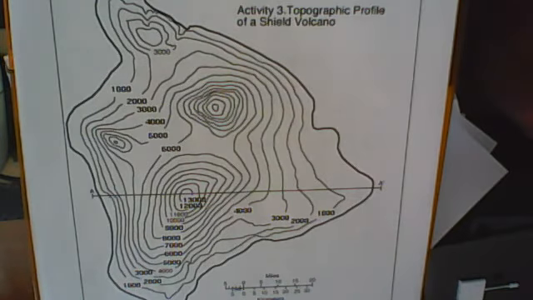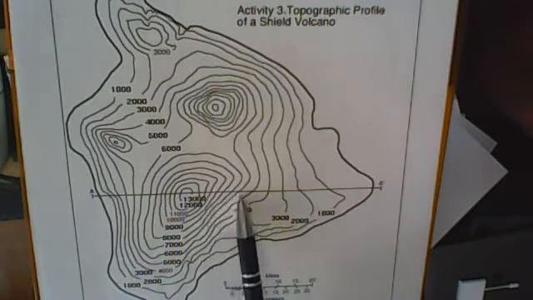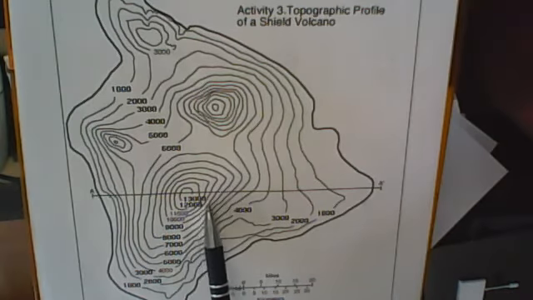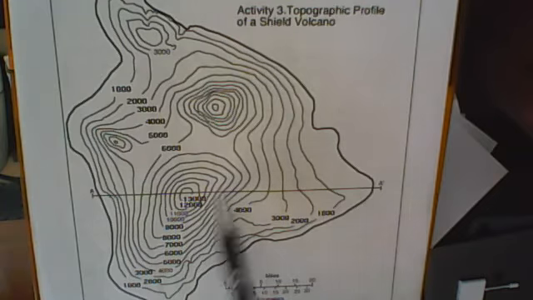Notice also that the highest value, which is something you want to pay attention to, the highest value on the map here is a little over 13,000 feet. So it goes from 0 at sea level to 13,000 feet. So you want to keep that in mind.